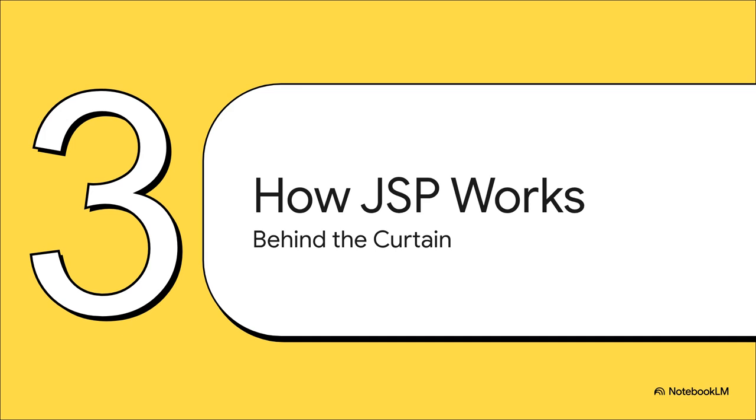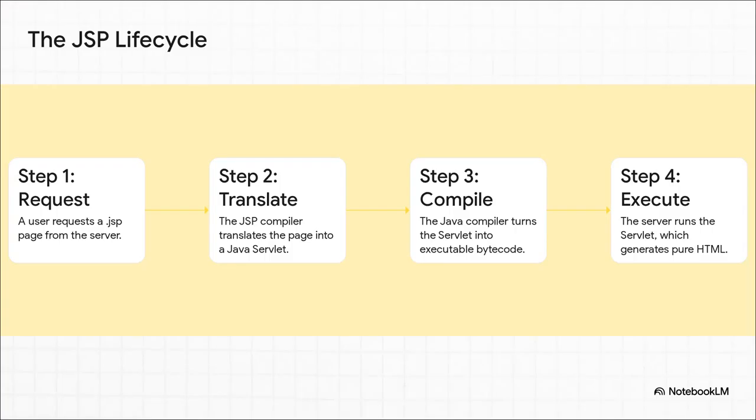How does this simple text file with a few weird-looking tags turn into a real dynamic web page? Let's break it down. It's basically a four-step dance that happens behind the scenes. Step 1. Your browser requests a page that ends in .jsp. Step 2. The server sees that, and its special JSP compiler translates the whole file into a Java servlet. Yep, it turns it right back into that messy code we saw earlier.